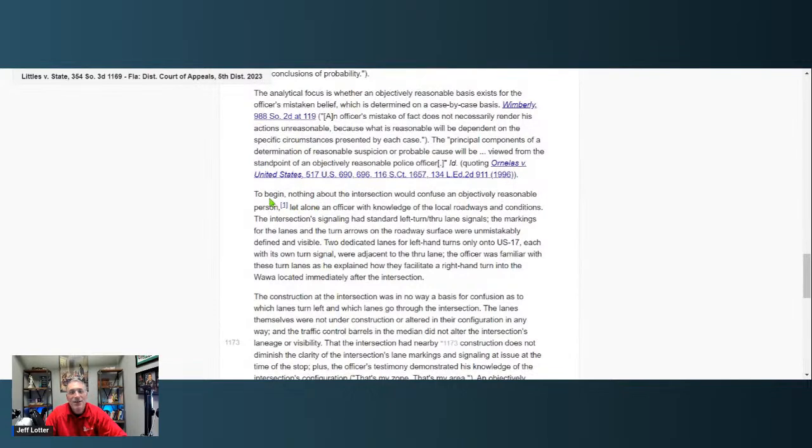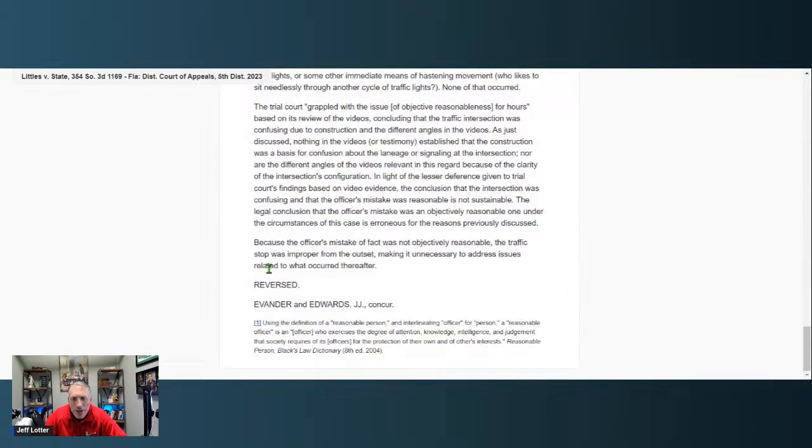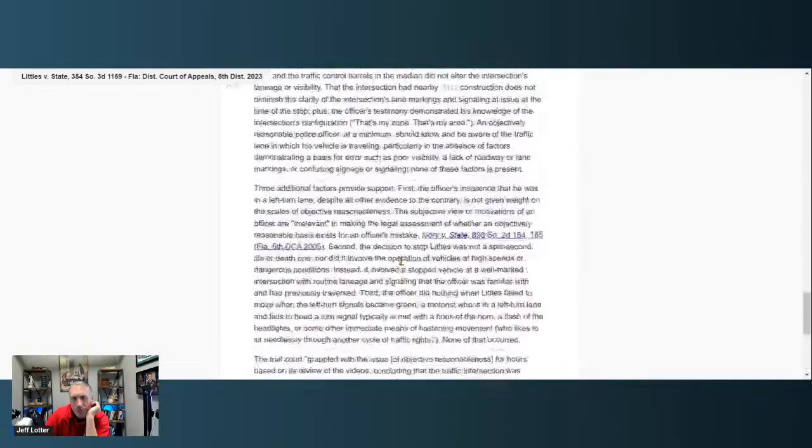So here, to begin with, nothing about this intersection would confuse an objectively reasonable person. There's a footnote here. Let's go down the footnote. Using the definition of reasonable person and interlineating officer for person, a reasonable officer is an officer who exercises a degree of attention, knowledge, intelligence, and judgment that society requires of its officers for the protection of their own and others' interest. Okay, so let's go back.